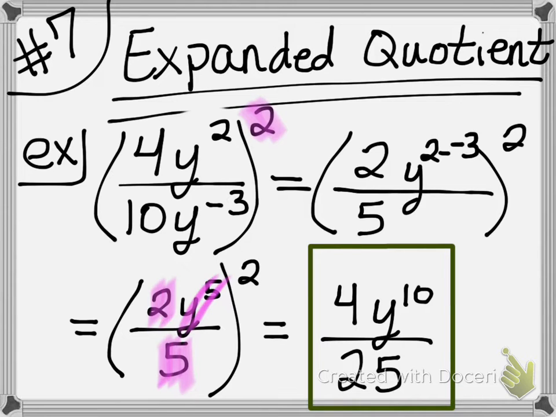Before we box your answer, make sure that your coefficients are simplified, which they are, and we see every variable only once, and that exponents are all positive.